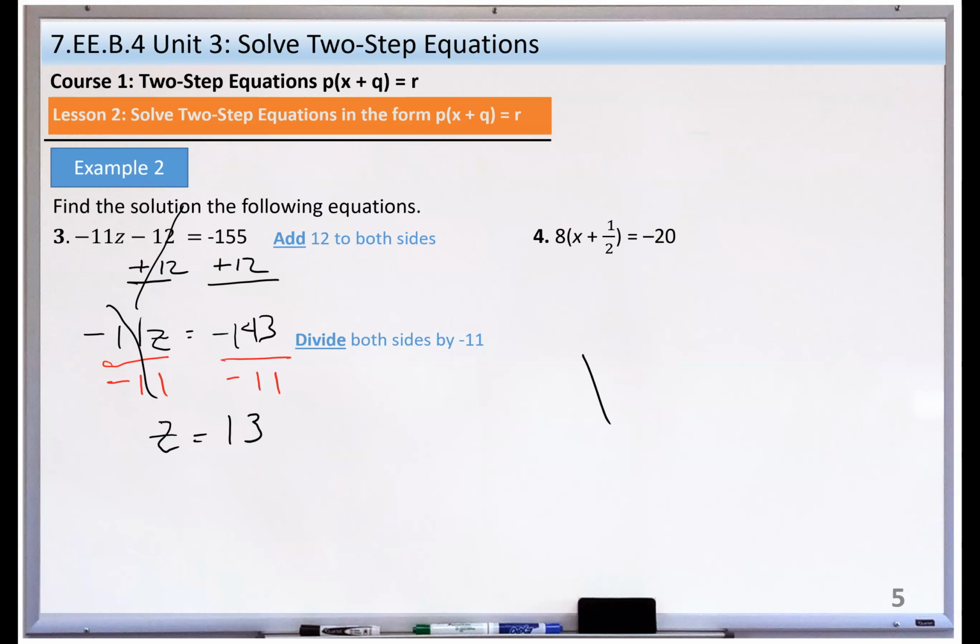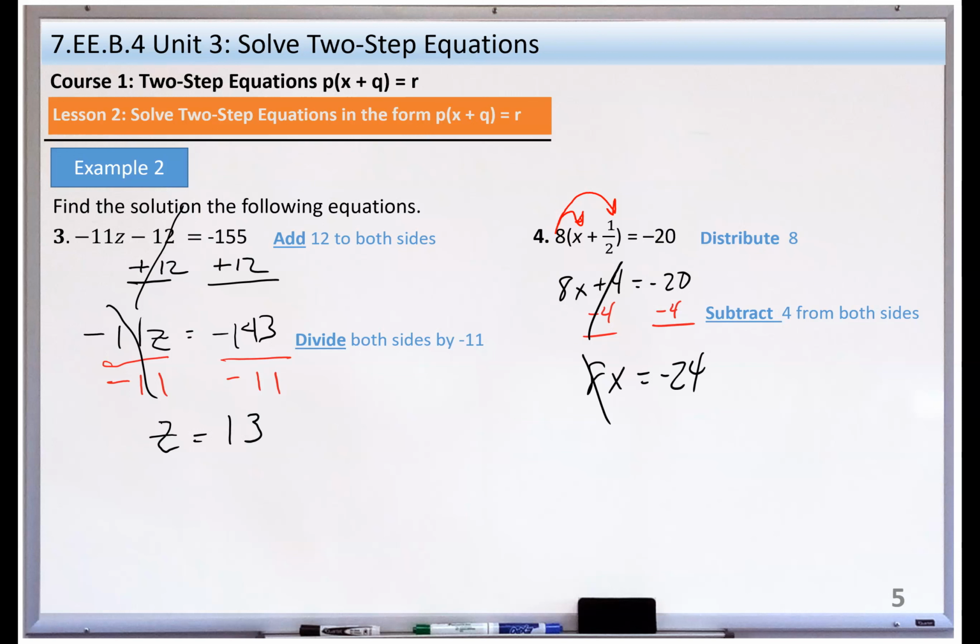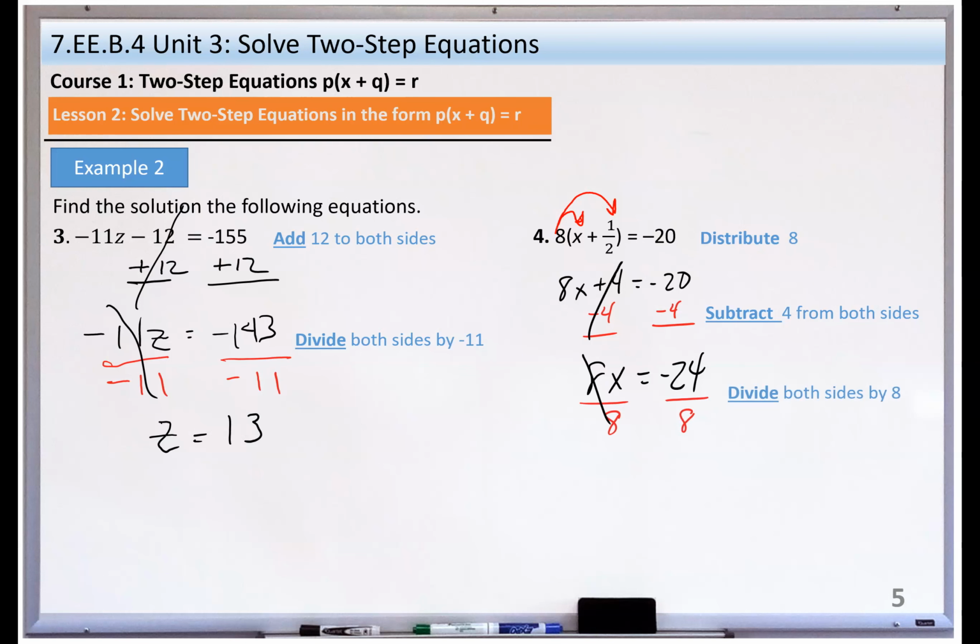In this next problem, multi-step, two-step, we have to first distribute our 8. That gives us 8 times x is 8x, and 8 times 1/2 is 4. Now I'm going to subtract 4 from both sides. I'm left with 8x equals negative 24. Divide both sides by 8. X equals negative 3. So as you can see, all we've done here is added the distributive property. Let's do a few problems.